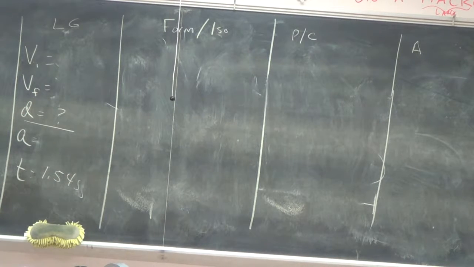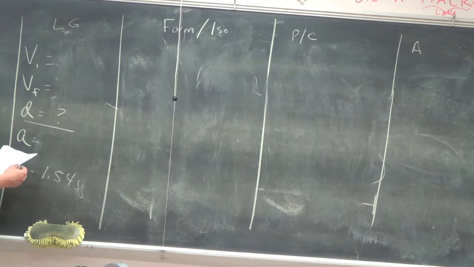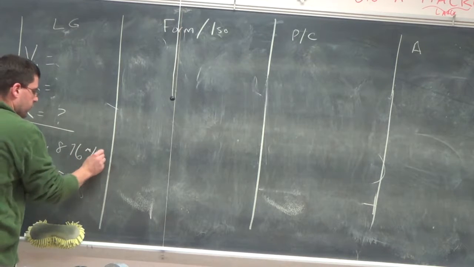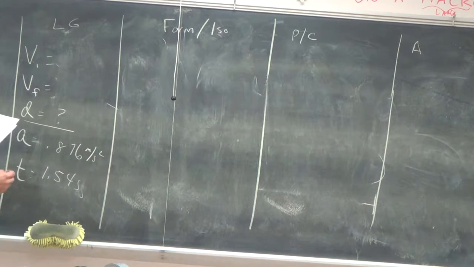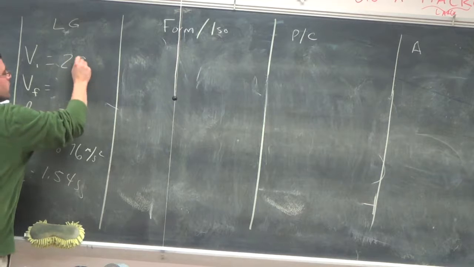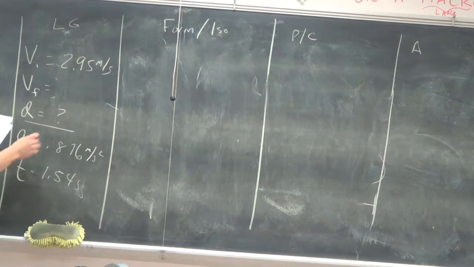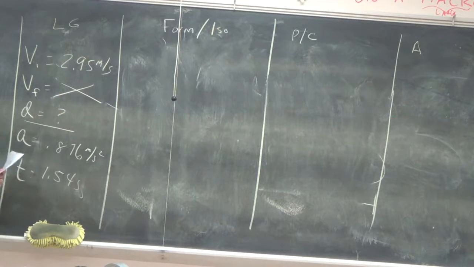Okay, so now here we go. We have a long straight upward incline with a speed of 2.95 meters per second. That is going to be, you ready for this? Oh sorry, we got acceleration here, 0.876 meters per second squared. That is going to be your VI, 2.95 meters per second. We got to solve for distance. We don't need this value right here, VF.